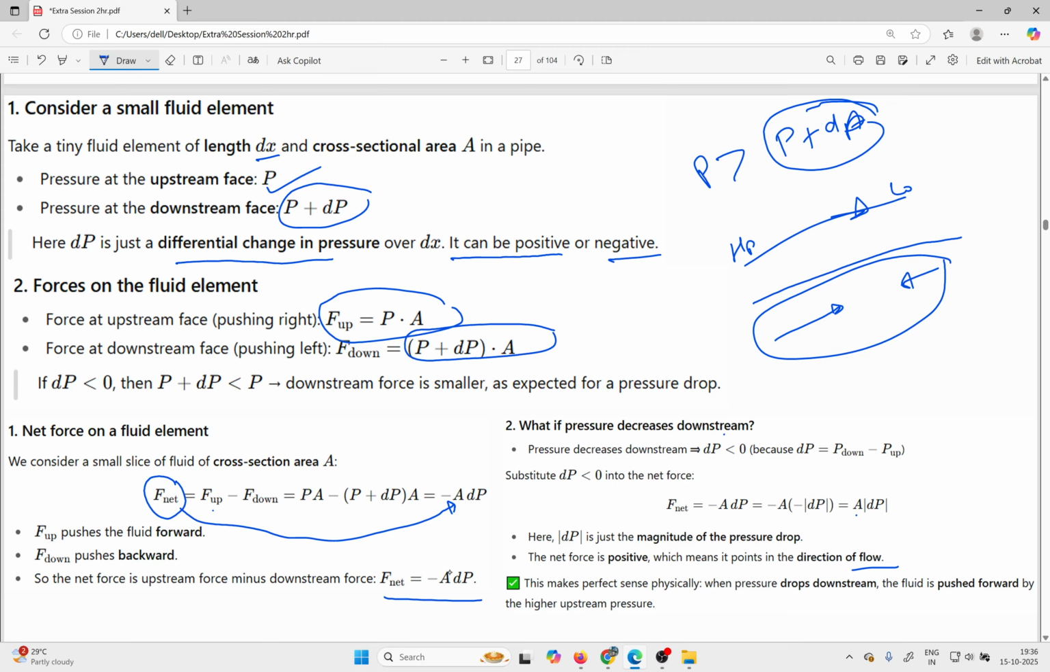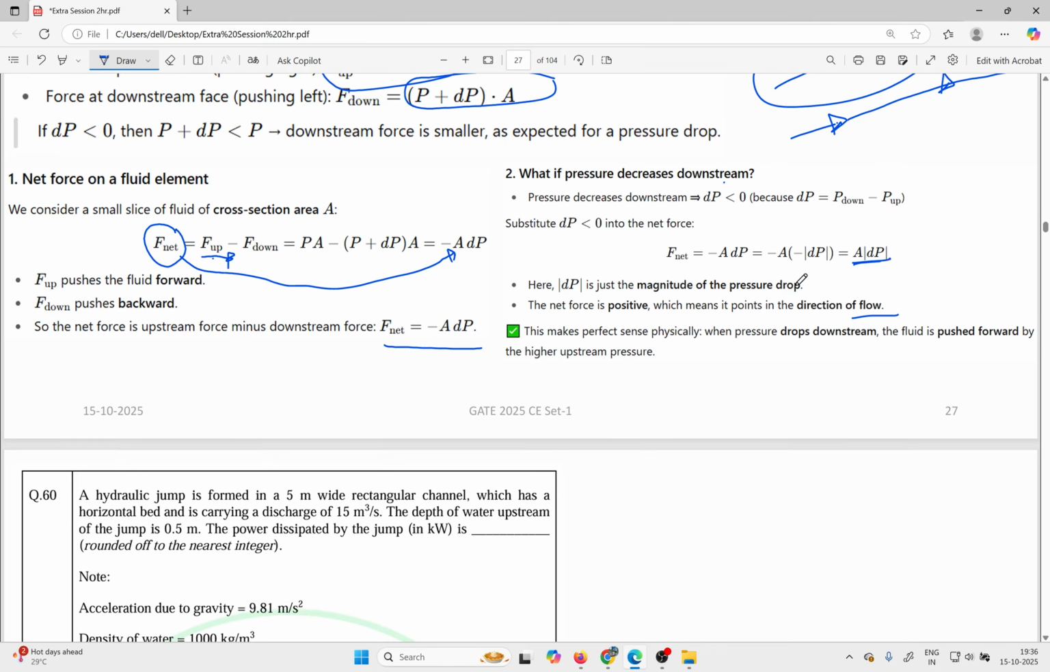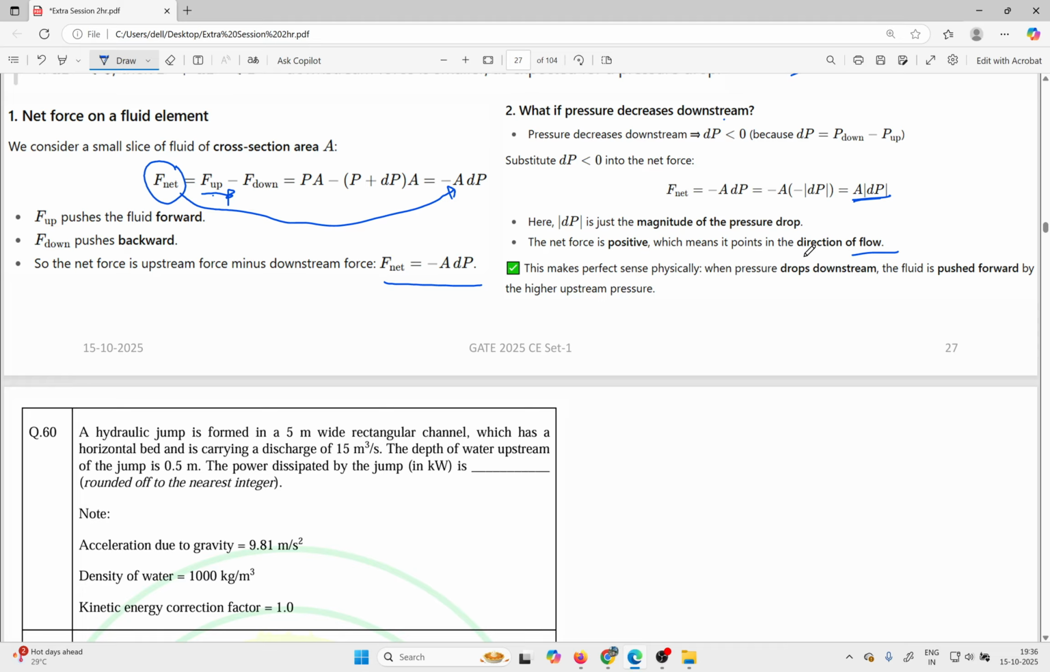in the direction of flow. Your net force here is coming negative, but because your pressure is decreasing, after putting the minus dP you will get this net force. Net force is positive means your force is directed, because here you have considered positive in this direction, upstream, so your fluid moves downstream. This makes perfect physical sense. Physically, when the pressure drops downstream, the fluid is pushed forward by the higher upstream pressure because the force is directed this side, so flow is from this side to the downstream side. So this is the overall. Once you go step by step, you can get very interesting things. Remember, please. Now let us move to the next question.